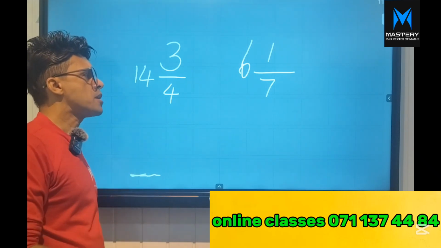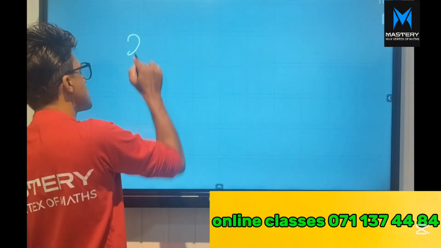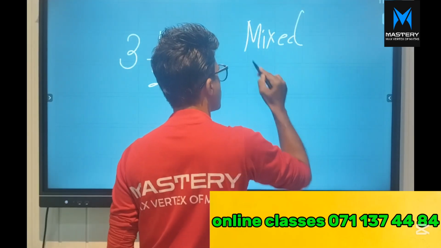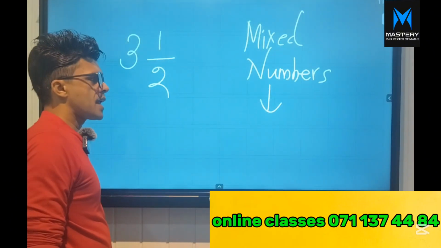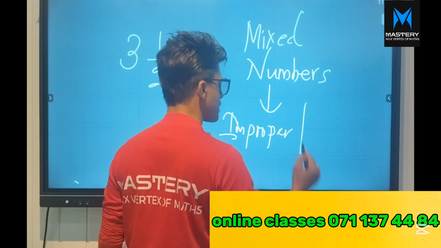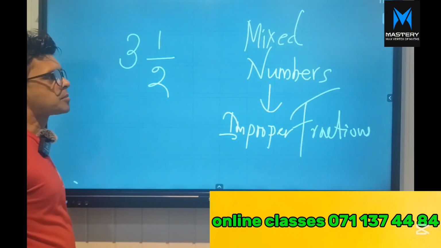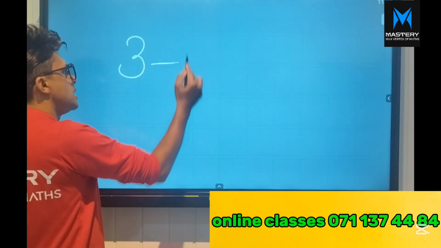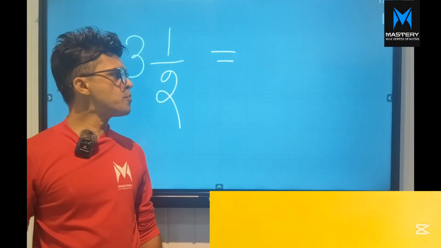Mixed numbers you could write as improper fractions. How can you write the mixed numbers as improper fractions? Here is a mixed number: 3 and a half is a mixed number. How can you write this one as an improper fraction?